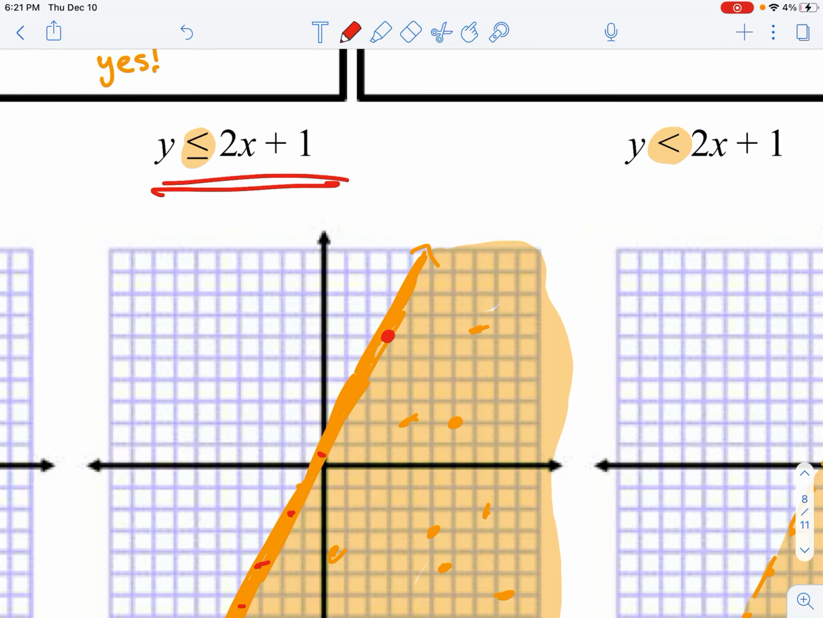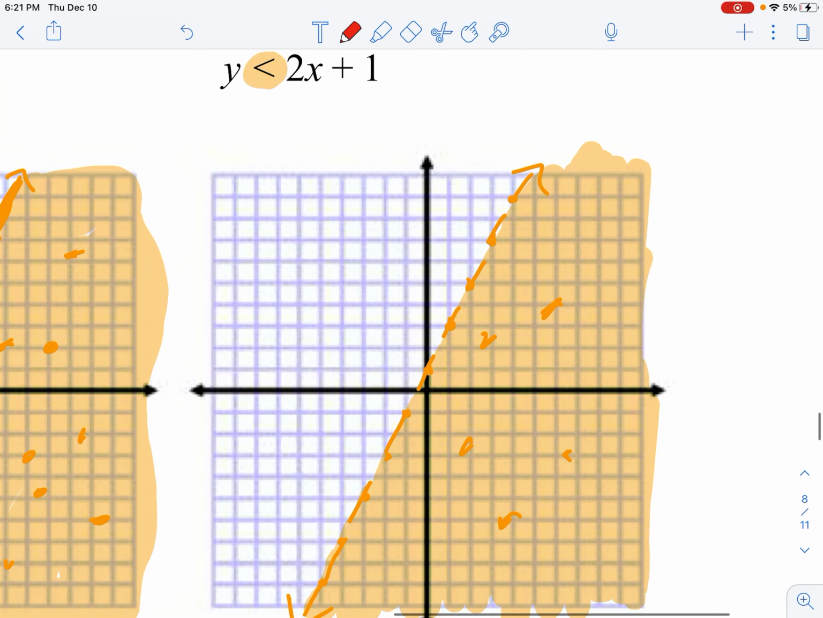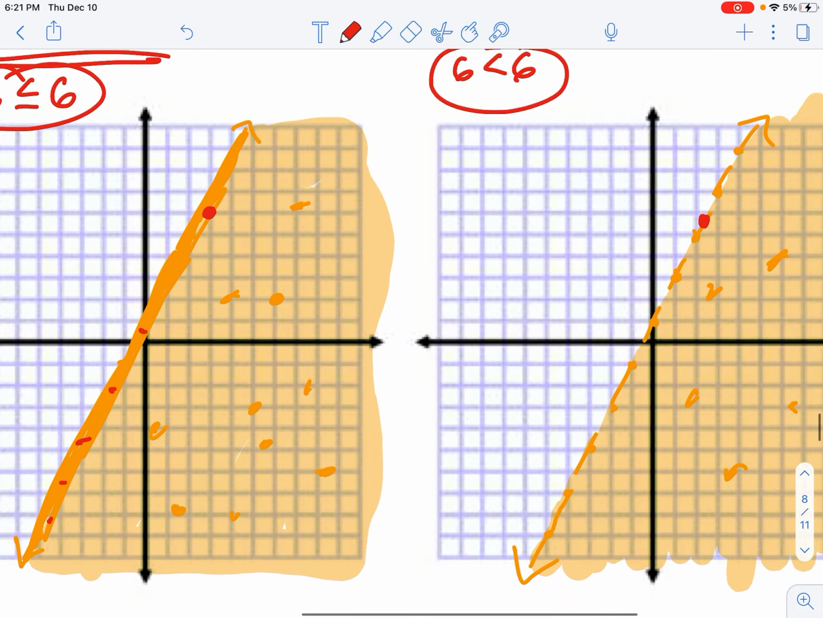You would get something probably like 6 is less than or equal to 6. And that's true, but that's barely true, right? Whereas over here, if I pick a point that's on the line, that's not true anymore because we would have, for example, 6 is less than 6, and now it's not true. So that's the main difference. Where it was once 6 is less than or equal to 6, now it's no longer equal to, and so the line doesn't count anymore.